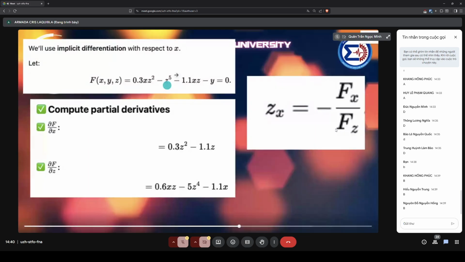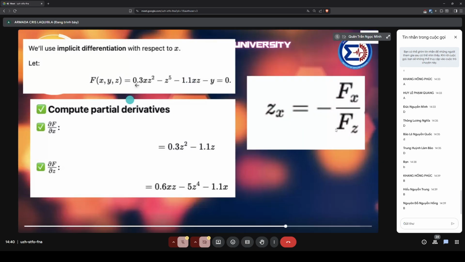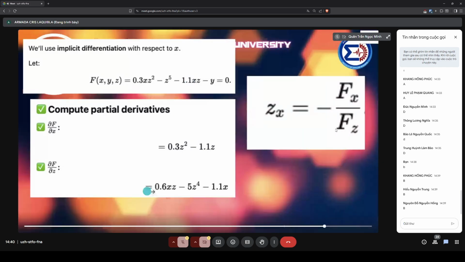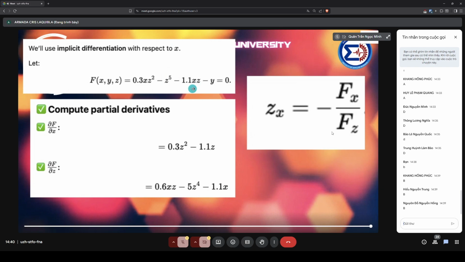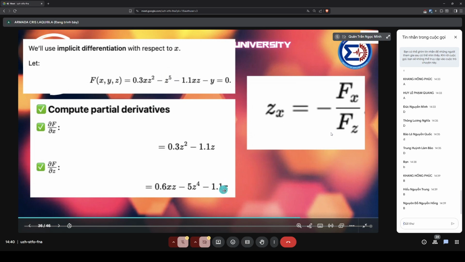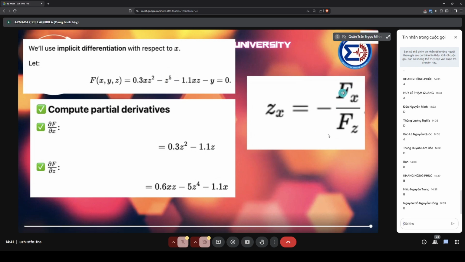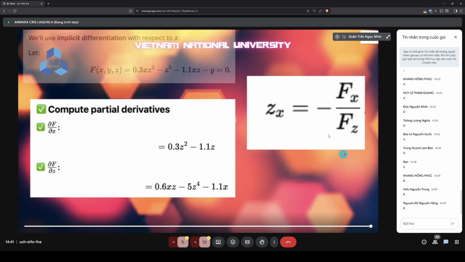Now partial of f over partial of z. Here, this is z squared, so multiply by 2. So 0.3 becomes 0.6 xz, minus the derivative of z to the fifth, which is 5z to the fourth. And then this one, 1.1 xz: the x there is constant, so negative 1.1 x. Then there is no z here, so that's it. Now you have your zx equal to negative fx over fz.